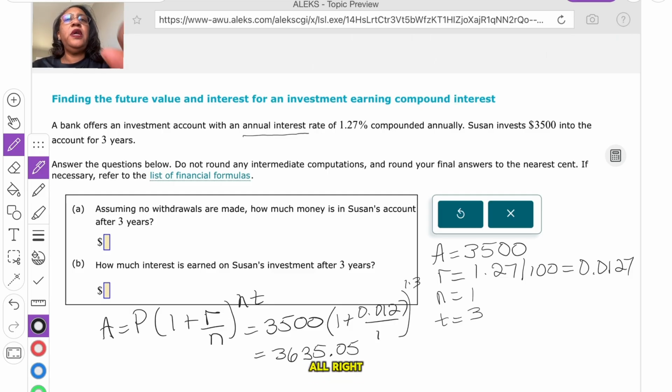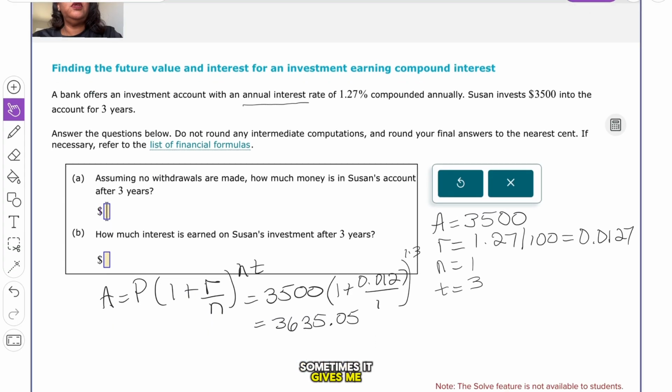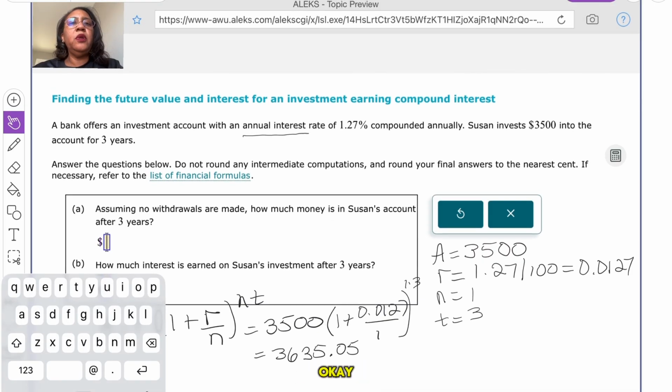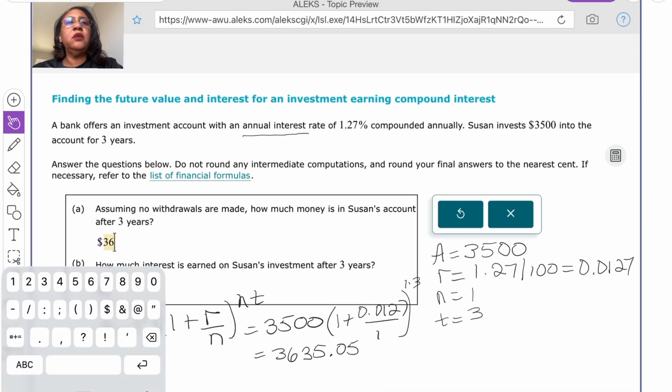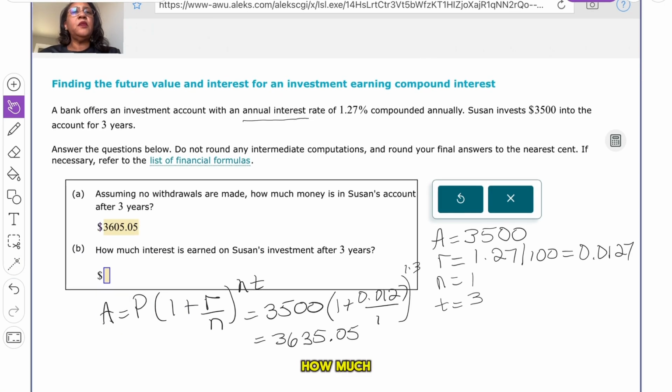3,635.05. All right, and I'll try to type it in here. Sometimes it gives me a problem. 36, come on, keyboard. I'm gonna show my keyboard. Okay, so 36 0.05. All right. How much interest is earned after 3 years?